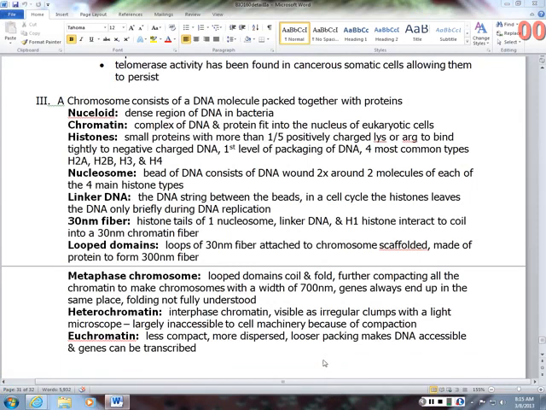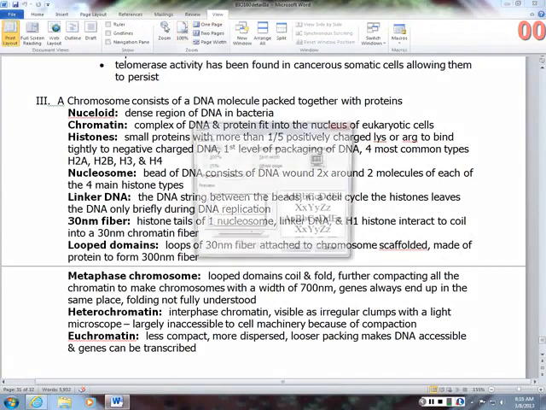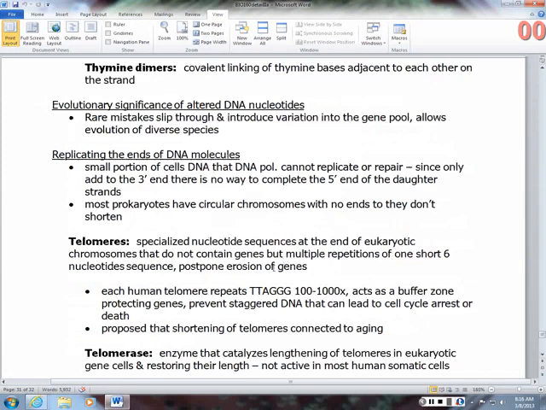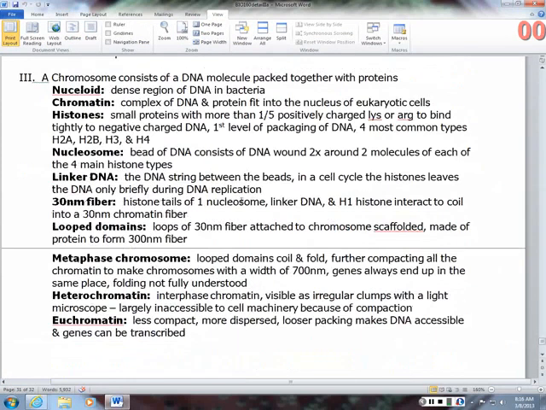Okay, so the chromosome is going to consist of the DNA molecule, and it gets packed together with the protein. So remember, your chromosome is your condensed version of the chromatin. That's where you have everything all coiled up in there.